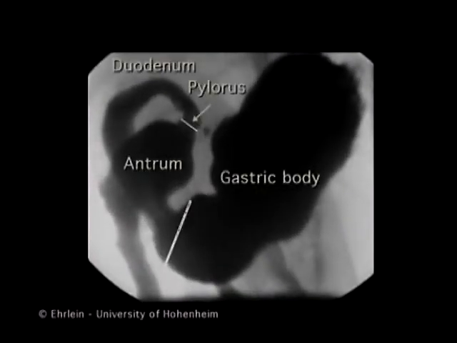Here you see the fluoroscopic picture of the canine stomach. The stomach can be divided into the gastric body and the antrum. The location of the pylorus and the duodenum are also indicated. The peristaltic waves of the antrum represent the gastric pump.